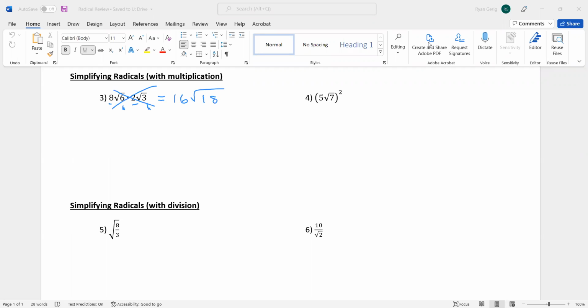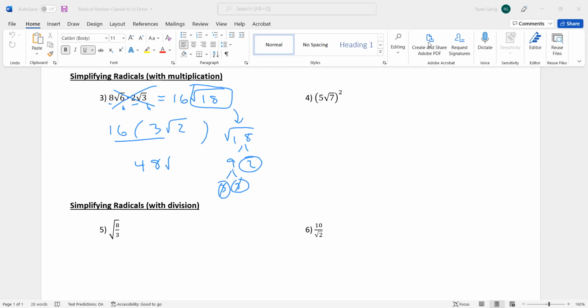Now 16 is already on the outside, so I'm not going to do anything with that except keep track of it. Now I'm going to focus on just the square root of 18, which is what we just did. We'll do this quickly now. 9 and 2, 3 and 3. That's a pair of 3s, so that's 3 radical 2. So I put it inside the parentheses, whatever that simplified down to. And now I just multiply 16 and 3 and say 48 radical 2.